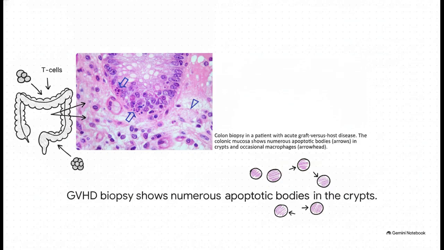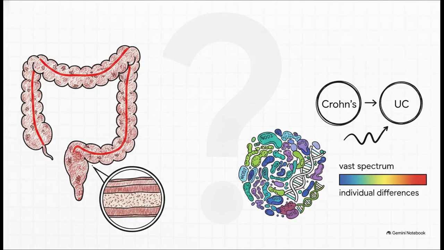But in the biopsy, the ultimate board prep buzzword you need to sear into your brain is numerous epithelial apoptotic bodies in the crypts. If you have a post-bone marrow transplant patient with watery diarrhea and apoptotic bodies in the colonic crypts, you are dealing with GVHD. Full stop.